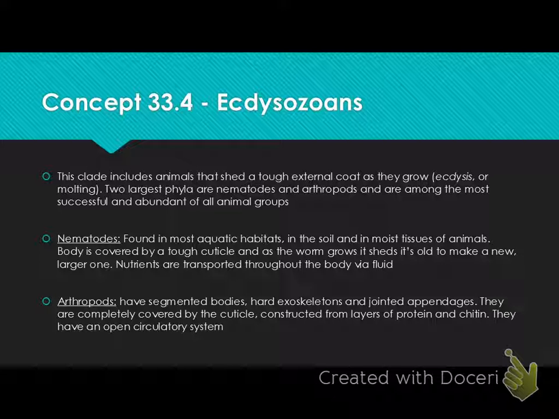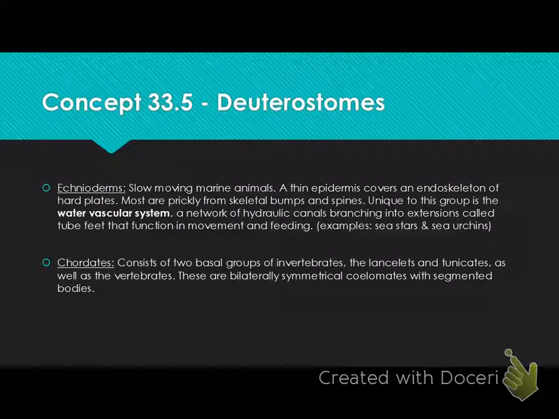And arthropods have segmented bodies, hard exoskeletons, and jointed appendages. They are completely covered by the cuticle, constructed from layers of protein and chitin. They have an open circulatory system. Deuterostomes.